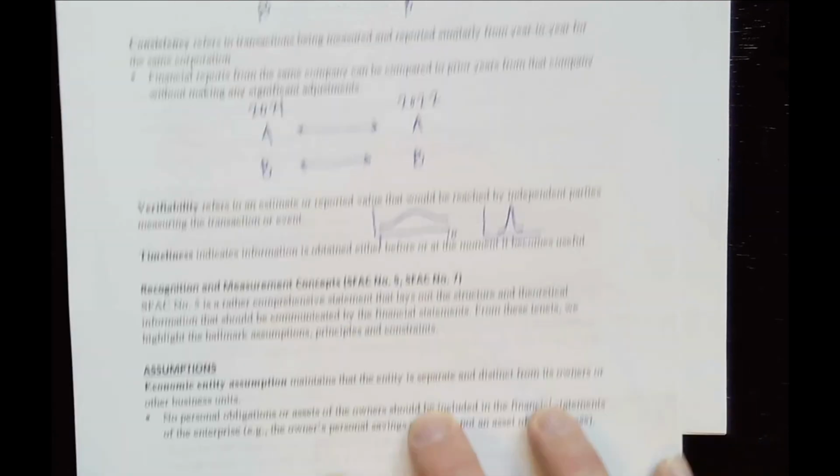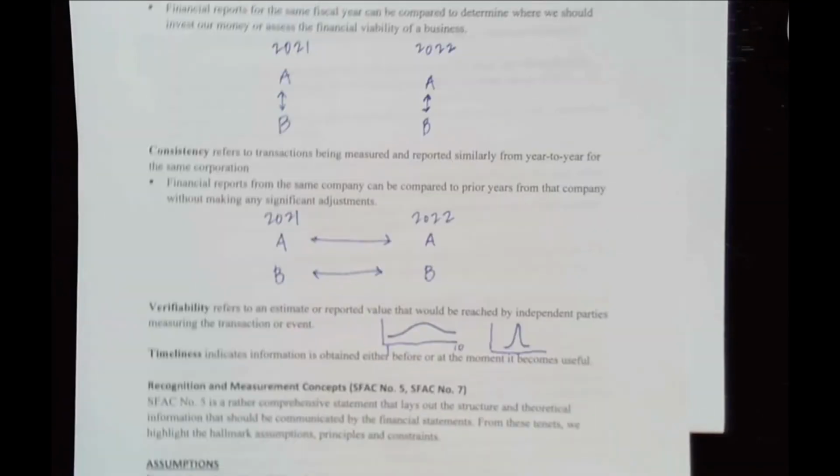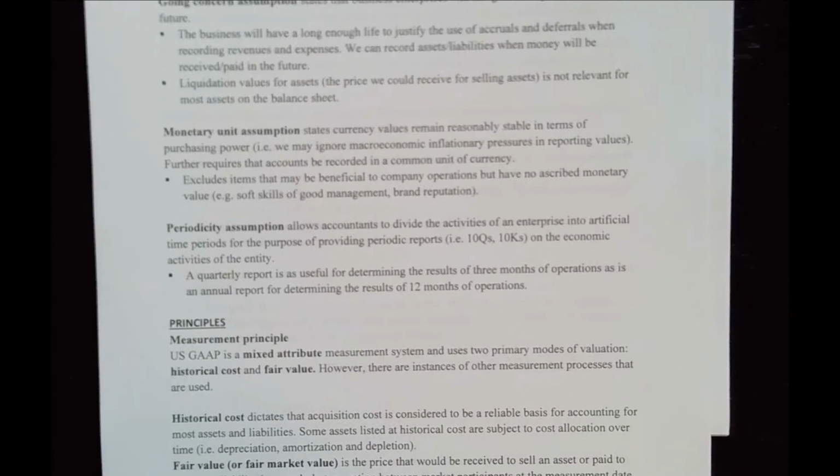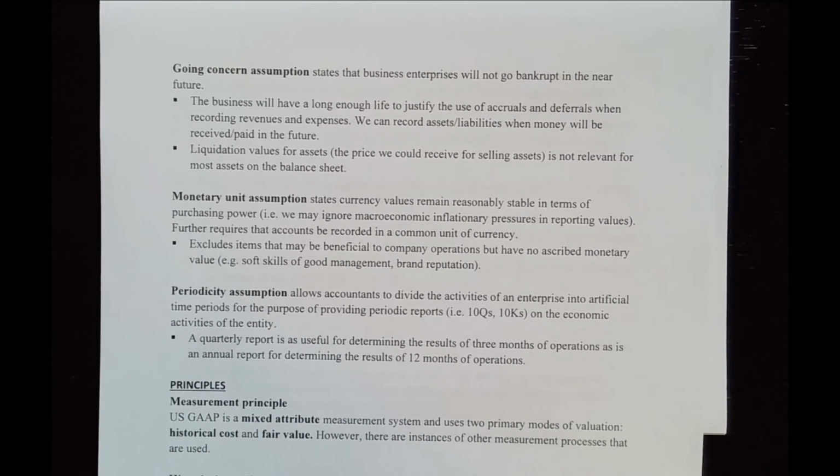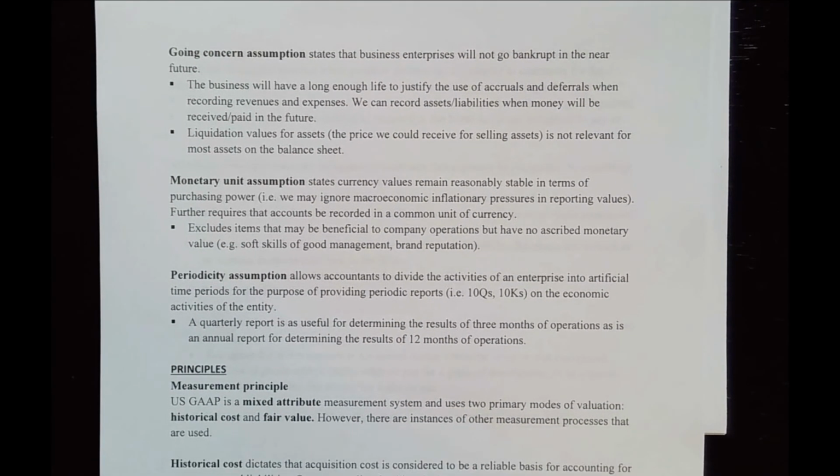The next assumption that we're going to talk about, which is a little less clear but should sharpen up and come into focus as we cover other items throughout the course, is the going concern assumption. The going concern assumption is just the assumption that the business will maintain itself for a long enough period in time. It won't go out of business any point in the near future. So this means that we can justify the use of accruals and deferrals.